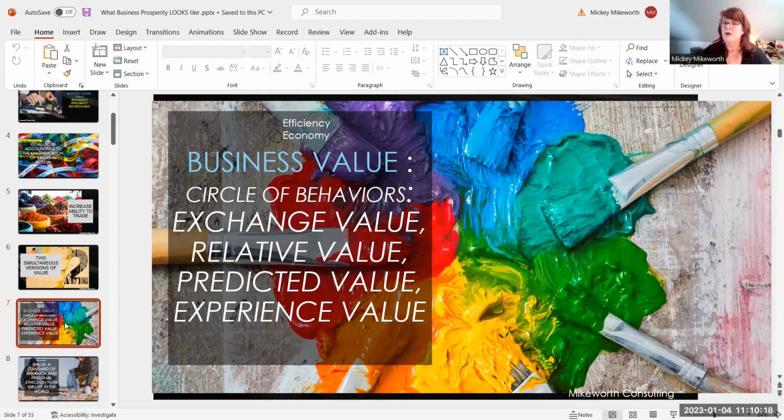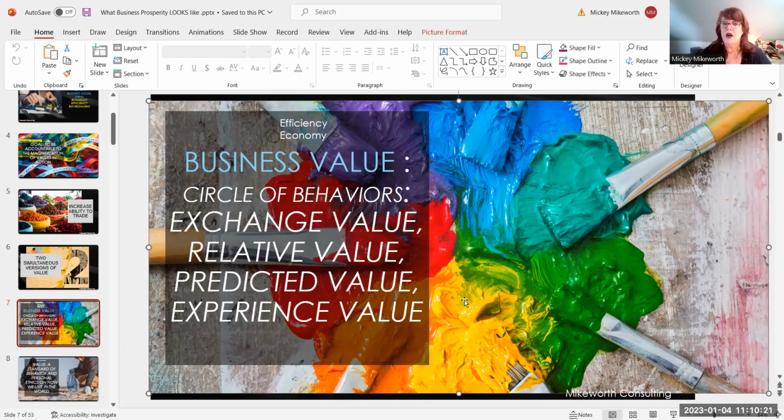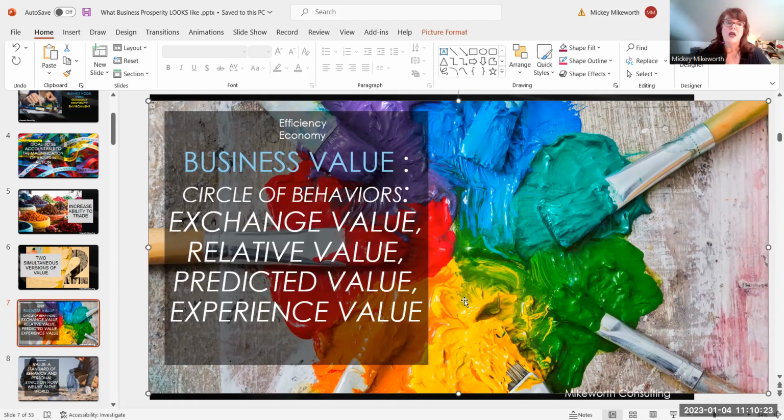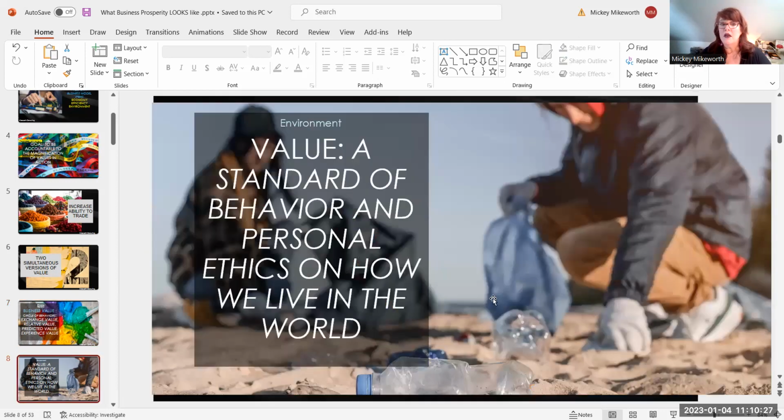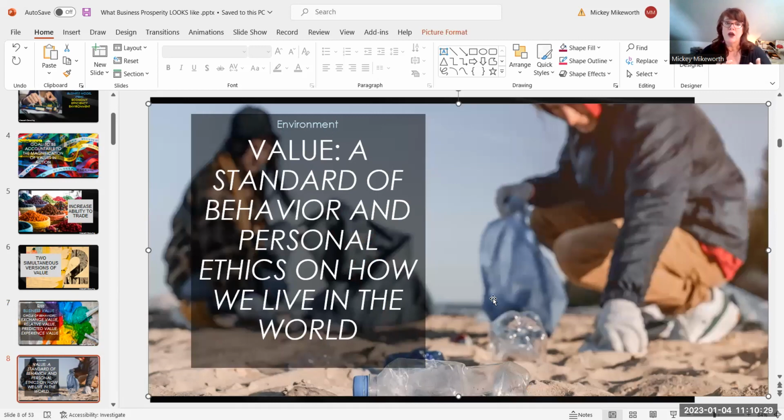When we think about this from a personal perspective of what are personal values, it is that piece of ethics, that standard of behavior of how we live in the world. So when you're thinking about the things that are your values, these are also sometimes beliefs. Beliefs are different. We'll talk about that.